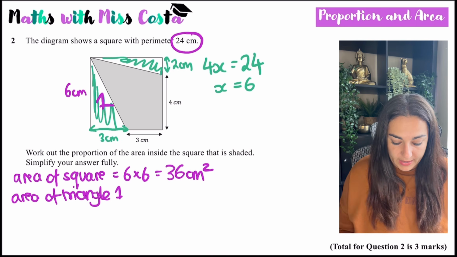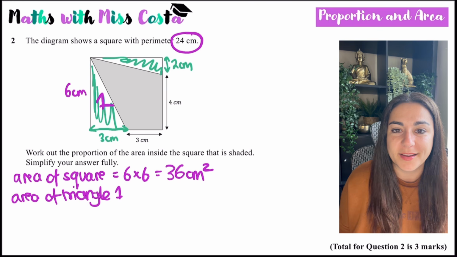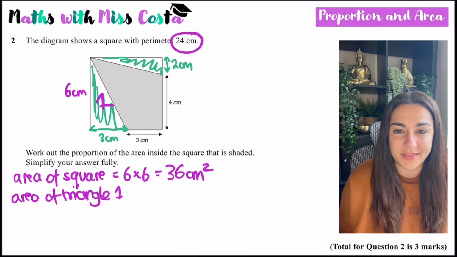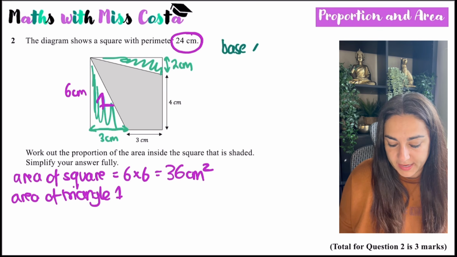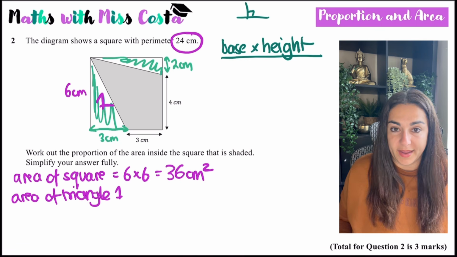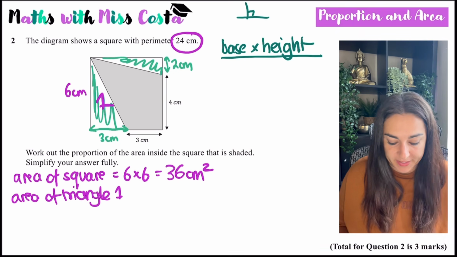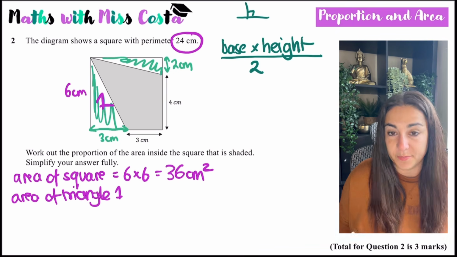Just a quick reminder, because people sometimes forget to halve the area of the triangle. The formula for the area of a triangle is base times height, and it's always the perpendicular height. So you're always looking to find a bit where the height and the base are at right angles to each other. So base times height and then divided by 2.